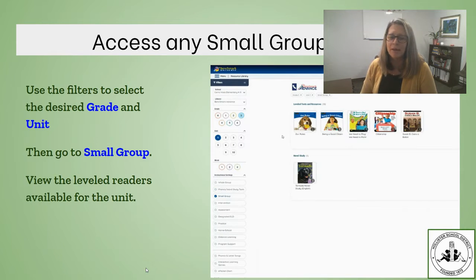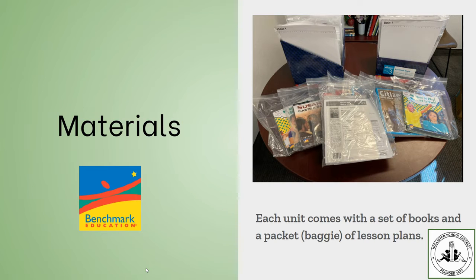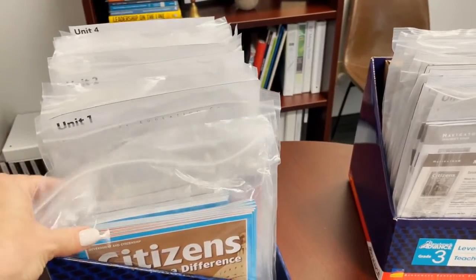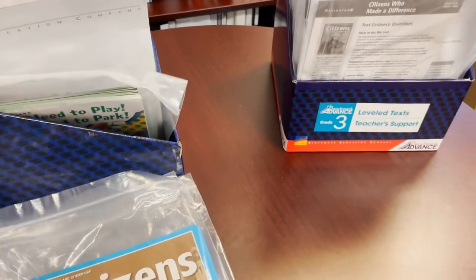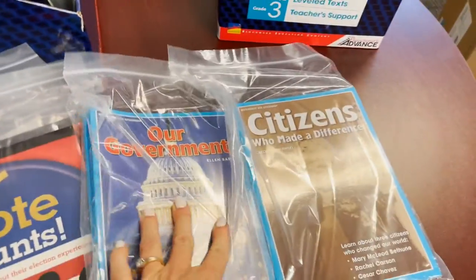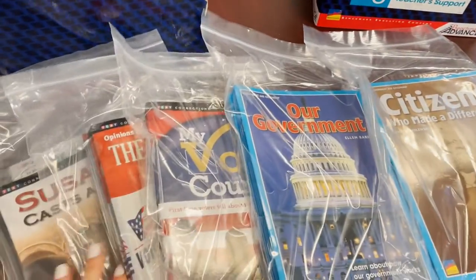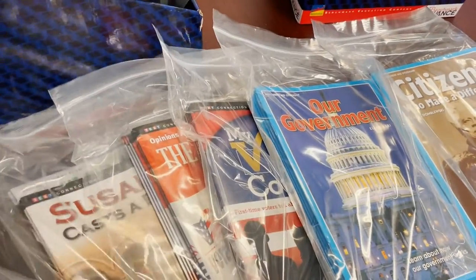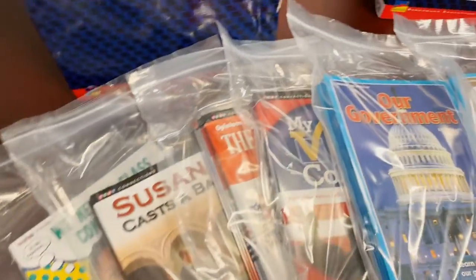All right, now that you've seen what you have available on the online program, let's go ahead and take a look at the materials. Your materials will come in two separate boxes. The first box is organized by units, and you'll notice in each unit there is a variety of books at different reading levels that you can access for your students.